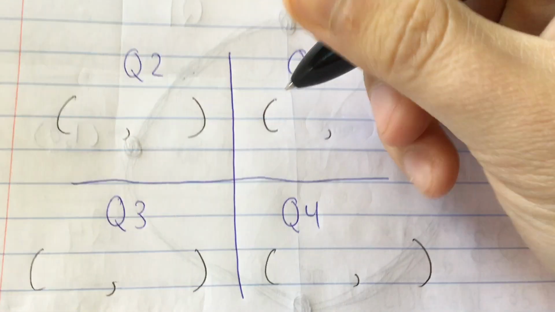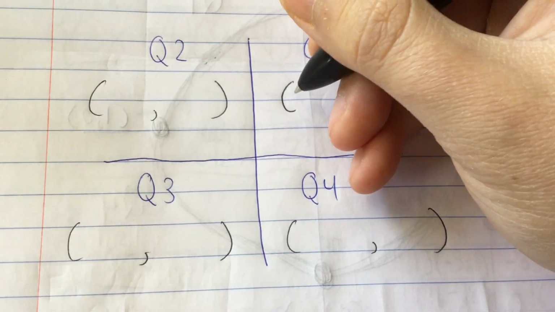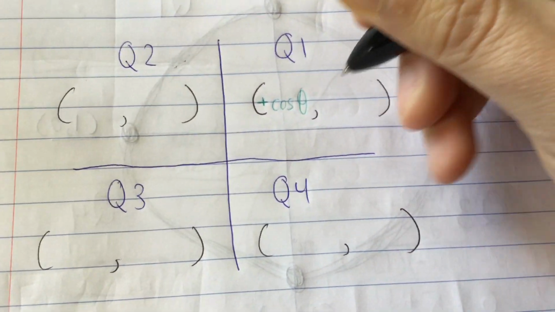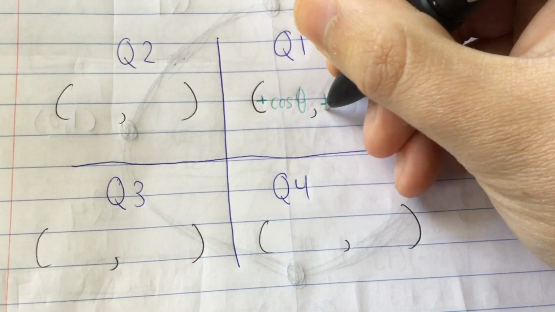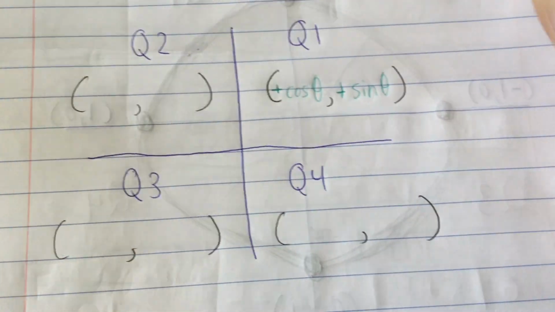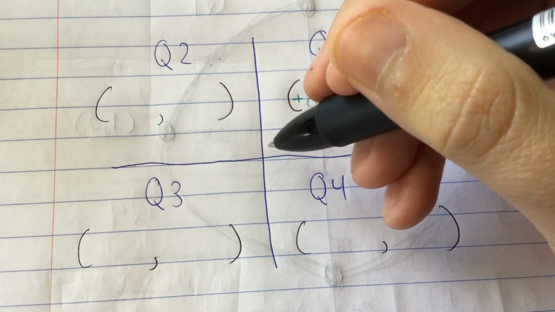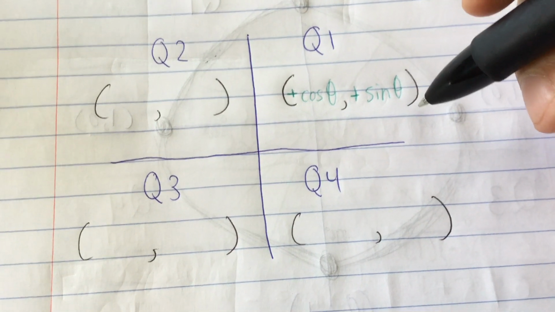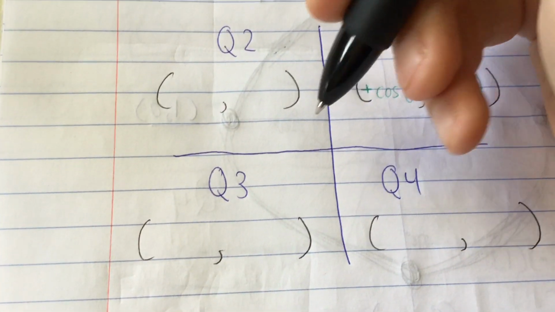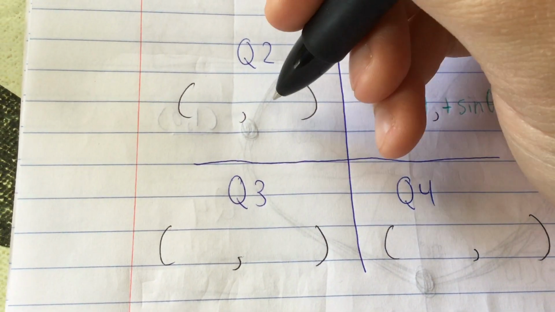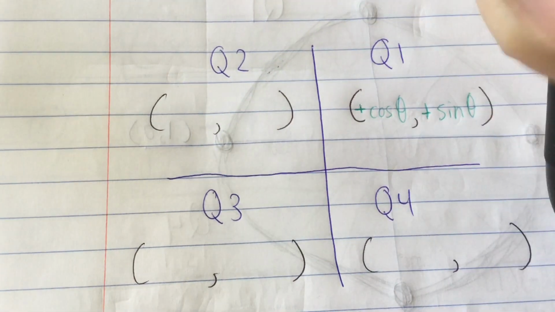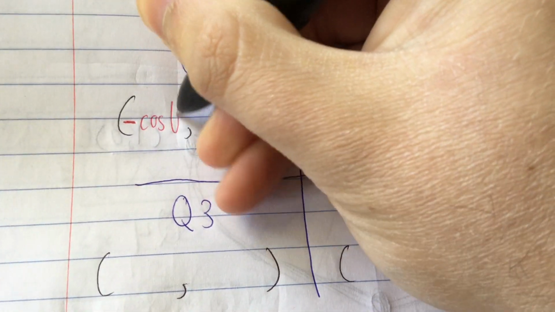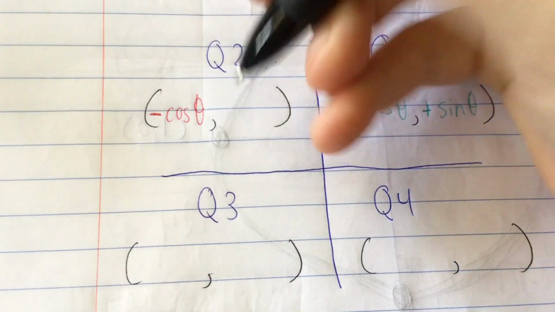And if we're in quadrant 1, remember that x is the cosine and y is the sine. So in quadrant 1, we have a positive cosine and also a positive sine. Right is positive, up is positive, so up-right is positive, comma, positive. Now you go back to quadrant 2, the x should be negative and the y should still be positive. So remember that x is cosine, so we've got a negative cosine of theta and a positive sine of theta.